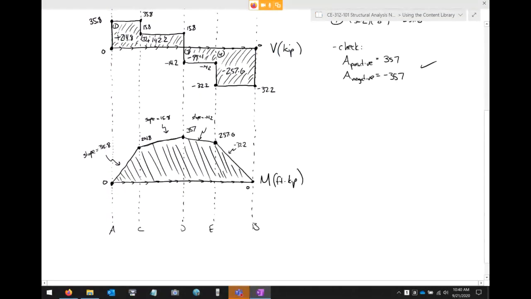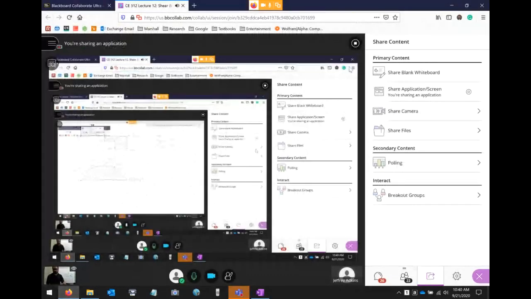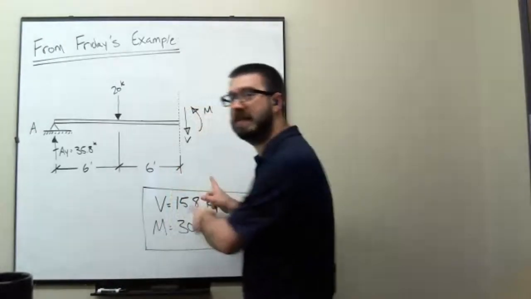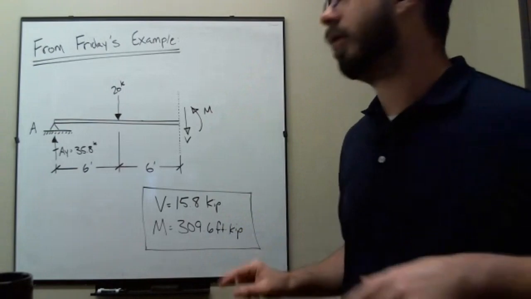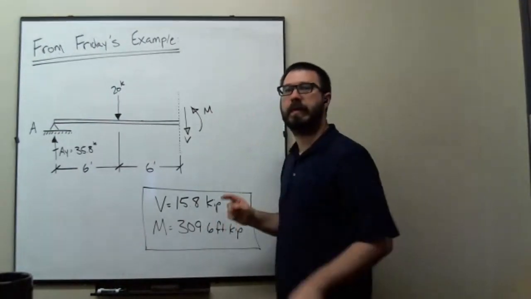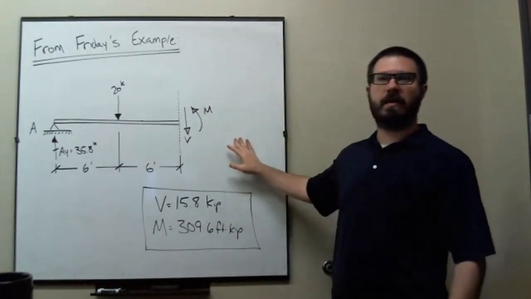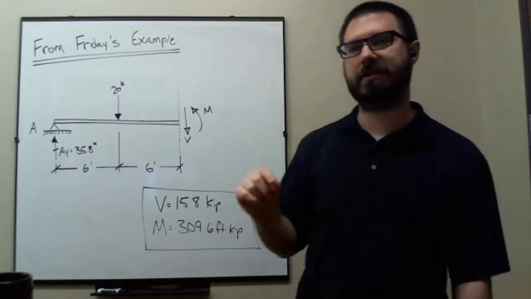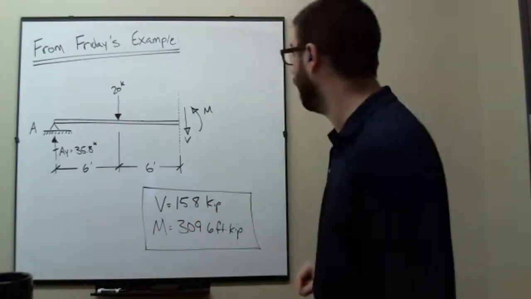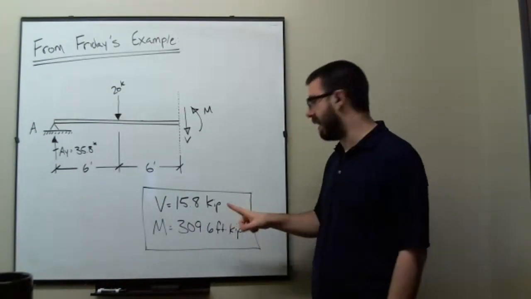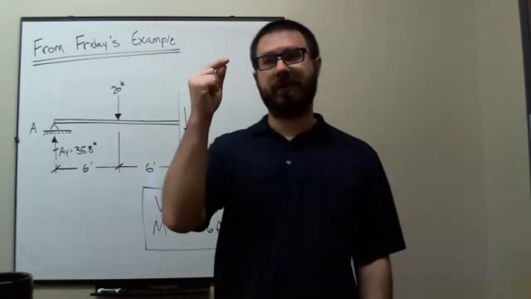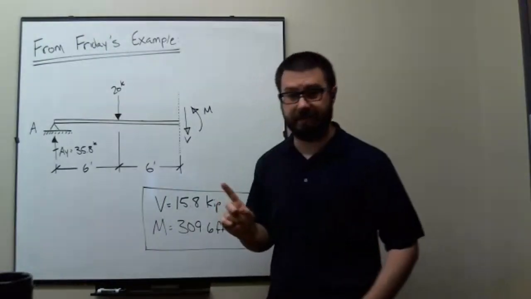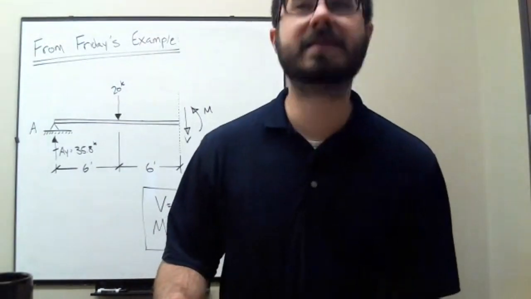Now, I want to show you something real quick. I'm going to stop the share a second because I want to go back to this. I want to make sure that what we just did relates to this right here. So what we did here is determine the internal shears and moments at a single point. And what we found was V equals 15.8 and M equals 309.6. Now keep those numbers in your head, and I want to see if we can tie those two together. And you're going to find this is pretty slick.